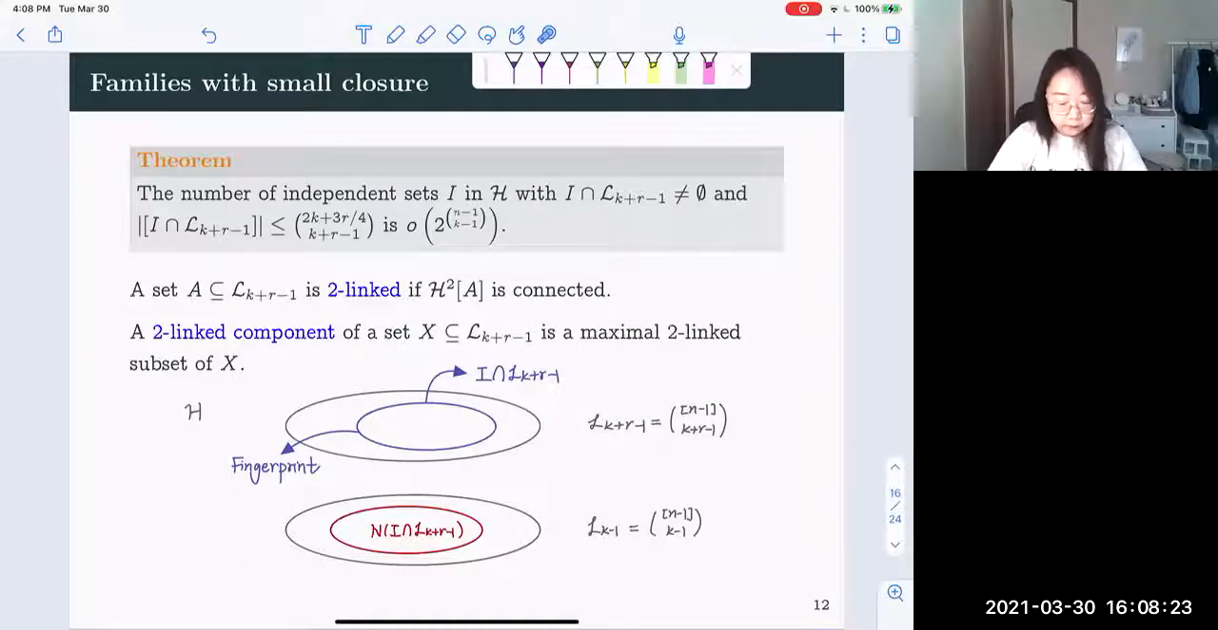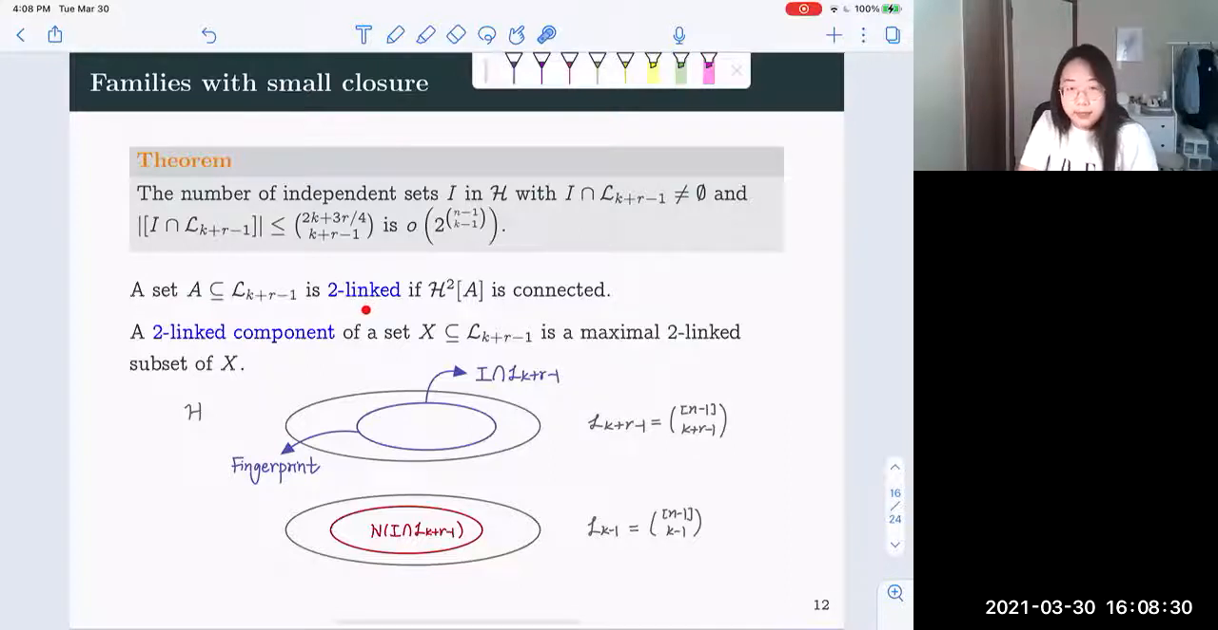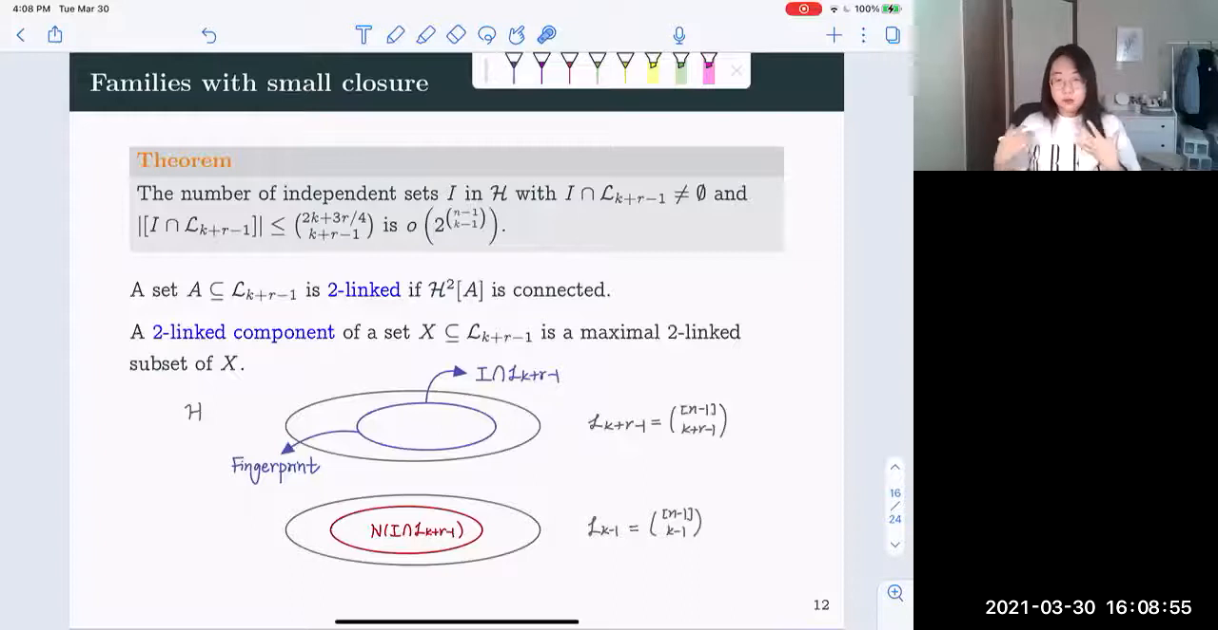Okay, a few more definitions. So for a set A in the top layer, we say this set is two-linked if the square graph induced on A is connected. So A itself is always an independent set, but we want the square graph induced on A to be a connected graph. And the two-link component of some set X is just a maximal two-linked subset of X. Okay. And so here we're going to use a container idea.